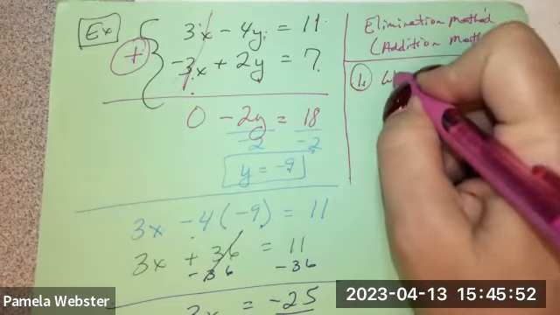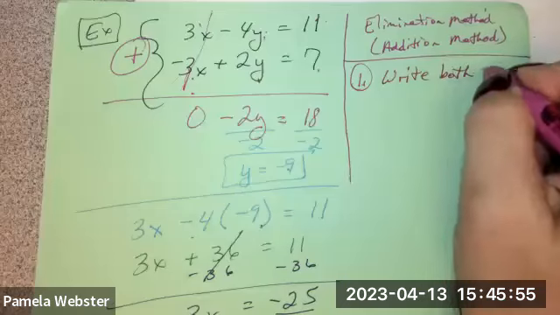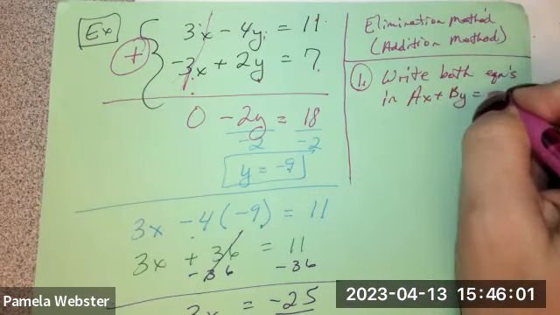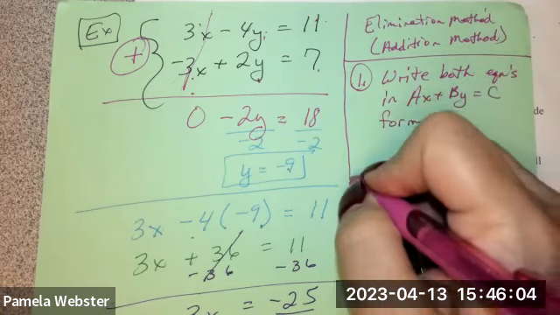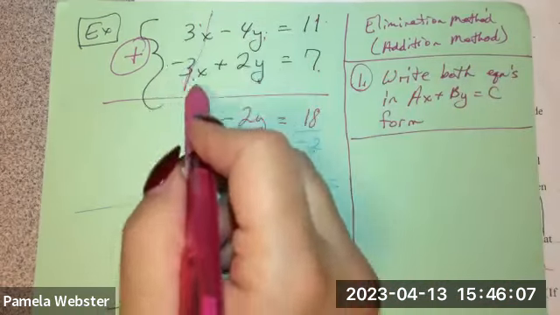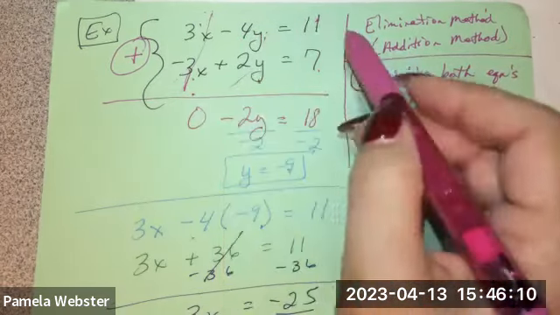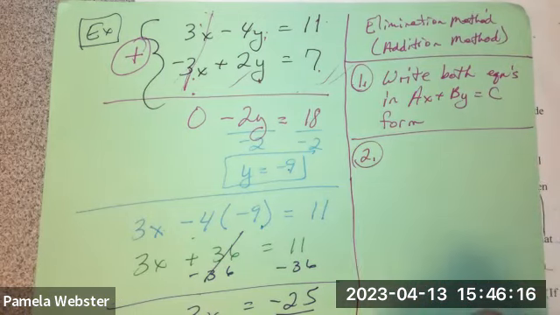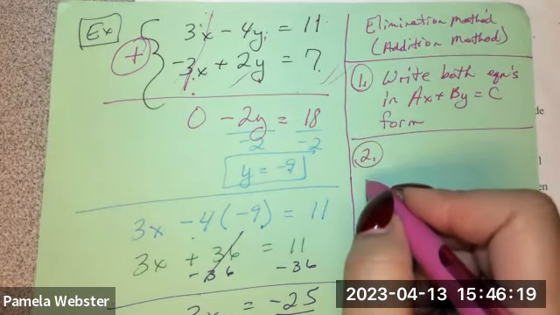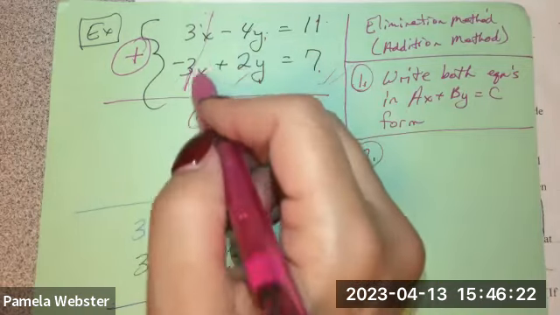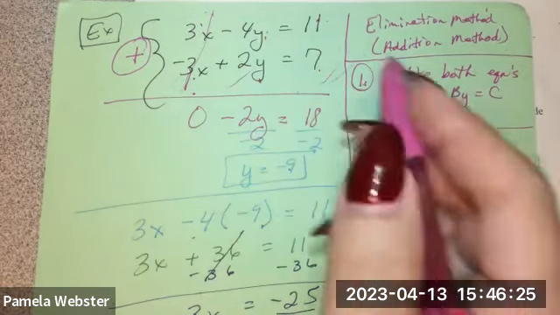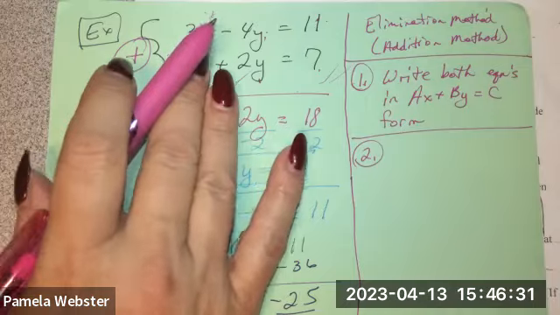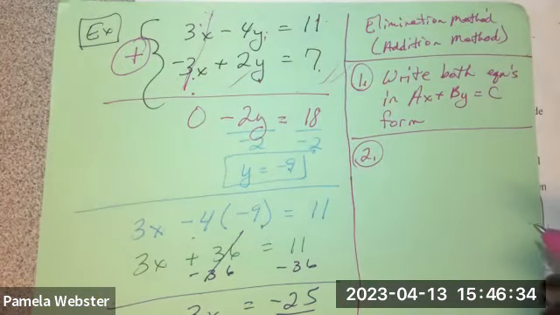So step number 1, write both equations in what they call ax plus by equals c form. What that means for us is the x's are together, the y's are together, and then the constants, c for constant, are off here by themselves. They had already done that for me, so that was nice of them, but they're not always going to be like that. But you want them to be in the same format so that you can easily get rid of one of the variables, right? If it was like x plus y, and then the other one was y equals 3x minus 7, then they're not in the same spot. I need to rearrange them, okay?